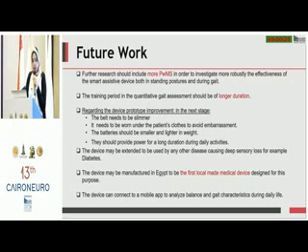The device can be extended to be used in other diseases on the same concept, those causing deep sensory loss, for example diabetes. The device may be manufactured in Egypt to be the first locally made device designed here for that purpose. The device can connect to mobile applications to analyze balance and gait characteristics during daily life.